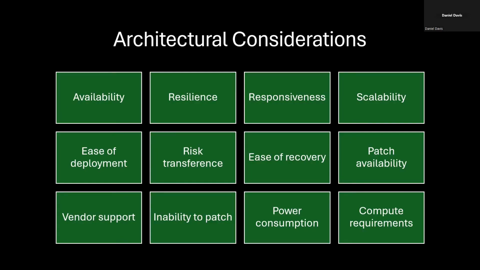When architecting our design, these are some key considerations: availability, resilience, responsiveness, scalability, ease of deployment, risk transference, ease of recovery, patch availability, vendor support, inability to patch, power consumption, and compute requirements. One other thing that's not on this list would be cost.